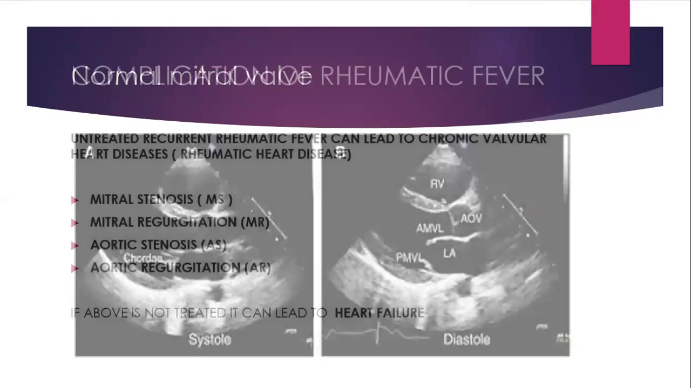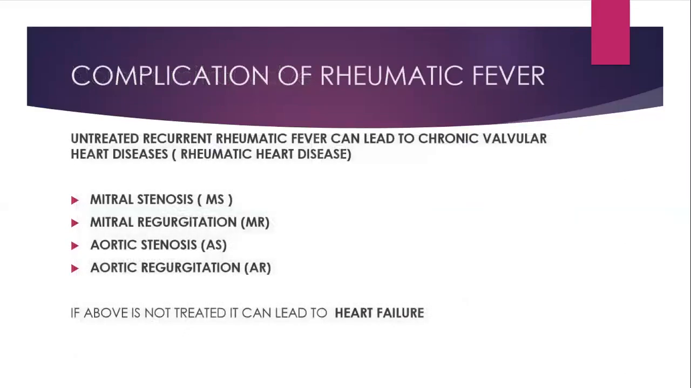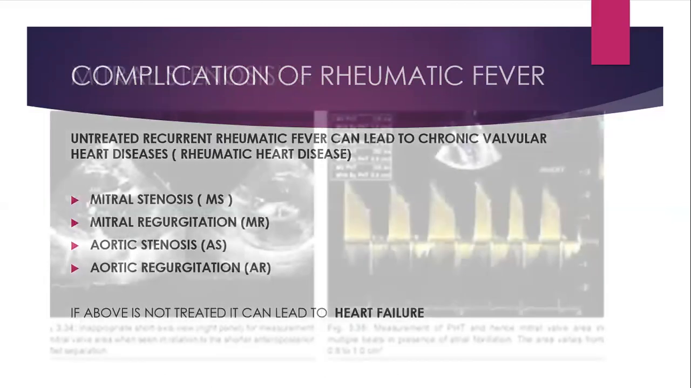Now, the complications of rheumatic fever: if it is not treated, it can lead to chronic valvular heart disease, which we call rheumatic heart disease. The most affected is the mitral valve, which can result in mitral stenosis or mitral regurgitation, or aortic stenosis or aortic regurgitation. These can result in heart failure.